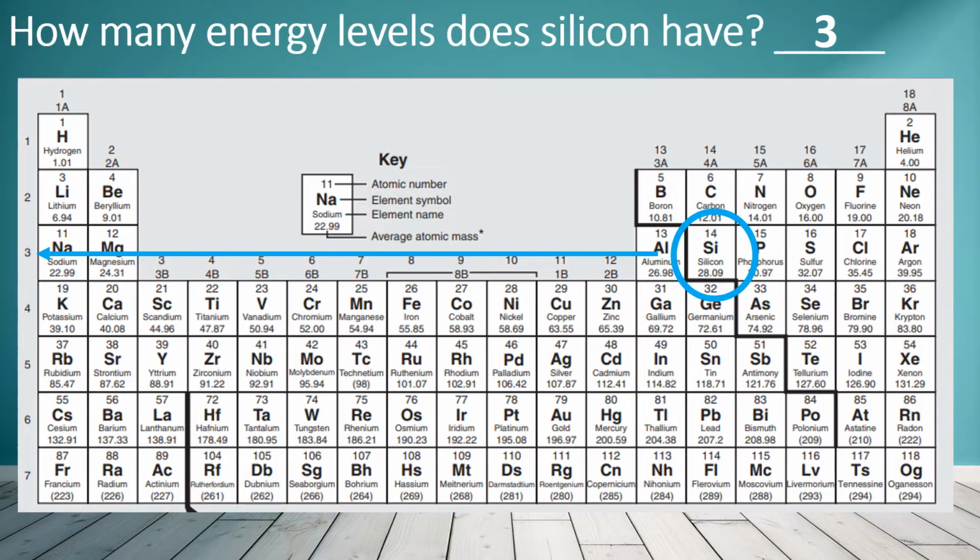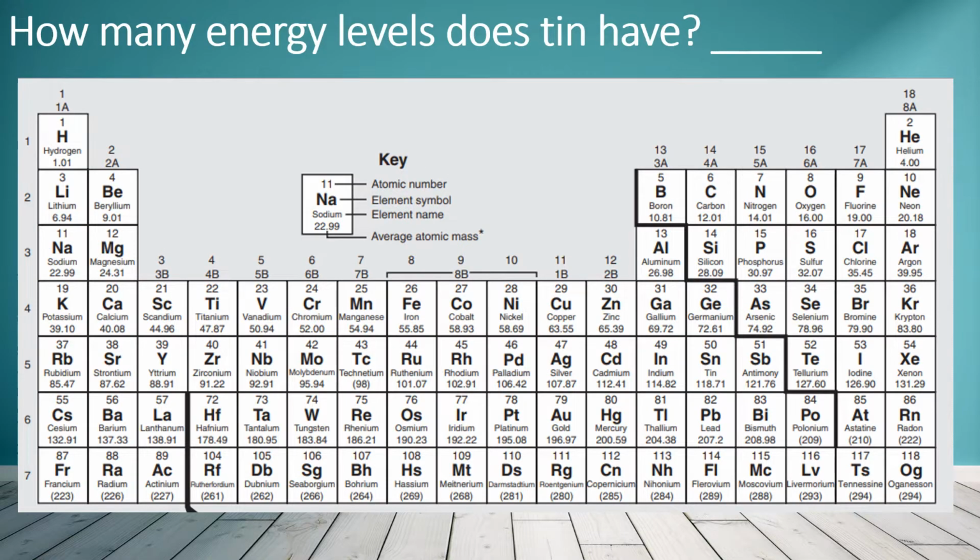So let's try another one. How many energy levels does tin have? Pause the video and find tin on the periodic table and try to identify how many energy levels it has. So hopefully you found that tin is number 50 right here. And when we follow it across, it is in period number 5. So it has 5 energy levels.